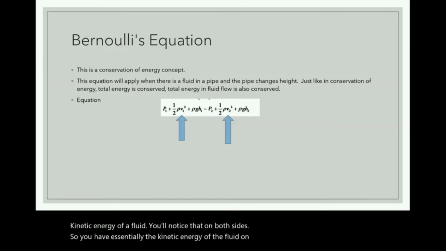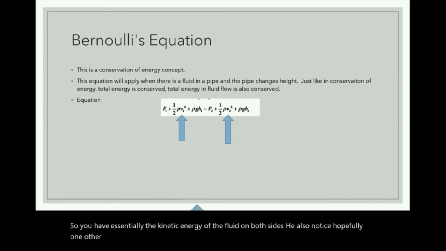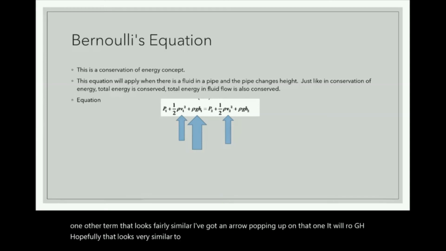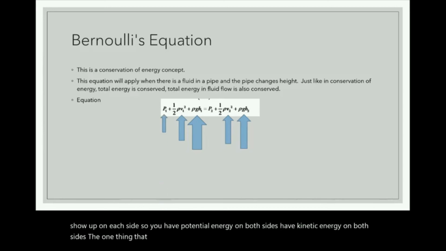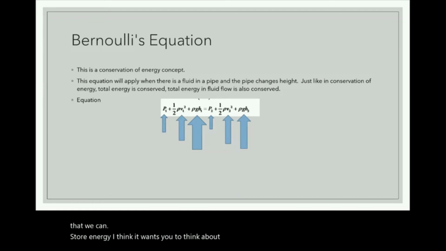You also notice hopefully one other term that looks fairly similar. I've got an arrow popping up on that one. It's rho g h. Hopefully that looks very similar to mgh, or our potential energy equation. Notice both of those show up on each side. So you have potential energy on both sides. You have kinetic energy on both sides. The one thing that was new is going to be pressure. So pressure is kind of our third way that we can store energy. I want you to think of that as almost like another way you can store energy.